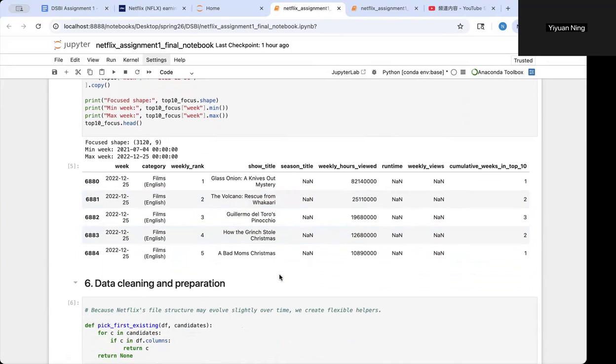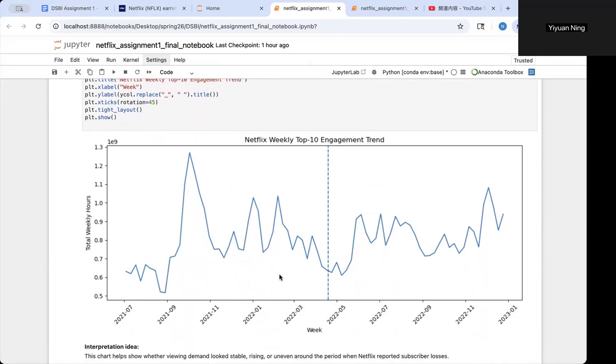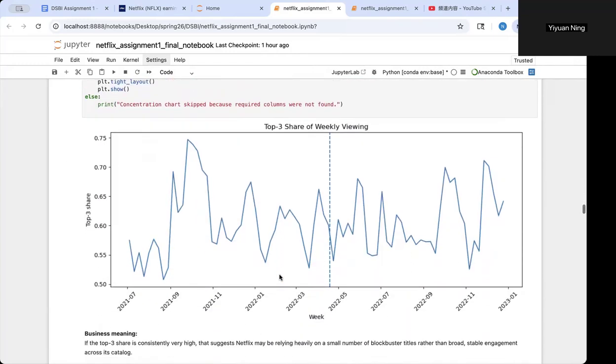For the EDA, I first look at the weekly engagement trend. The chart shows that viewing hours were not stable. There were clear spikes and drops over time. Around the Q1 2022 earnings days, engagement was relatively low compared with some earlier peaks. This suggests that Netflix demand was uneven rather than consistently strong.